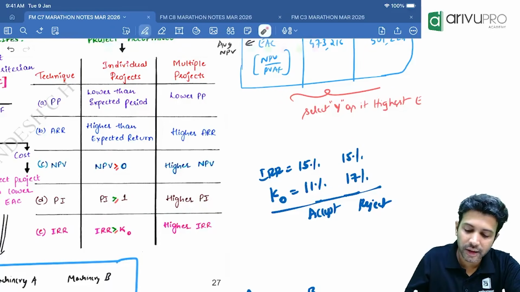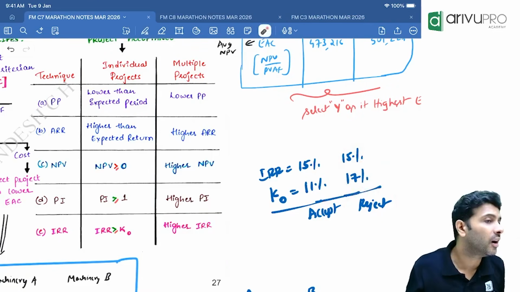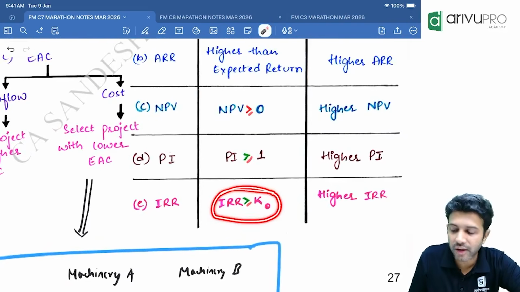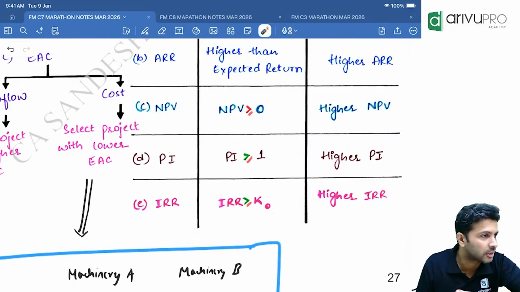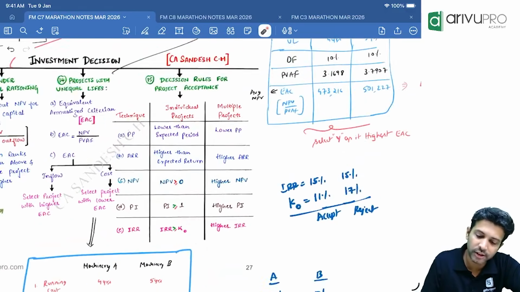Because the benefit you are getting is only 15. It is costing how much? 17. So in that case, it will be a reject rule. So that's what I've written over here. If IRR is greater than or equal to KO, then accept. If IRR is lesser than KO, then reject the project. That's your decision rule.